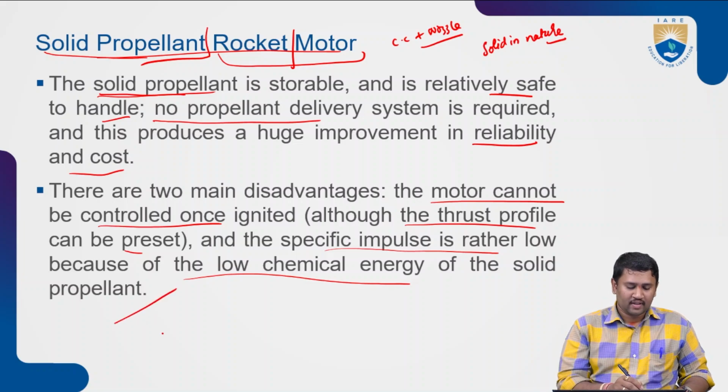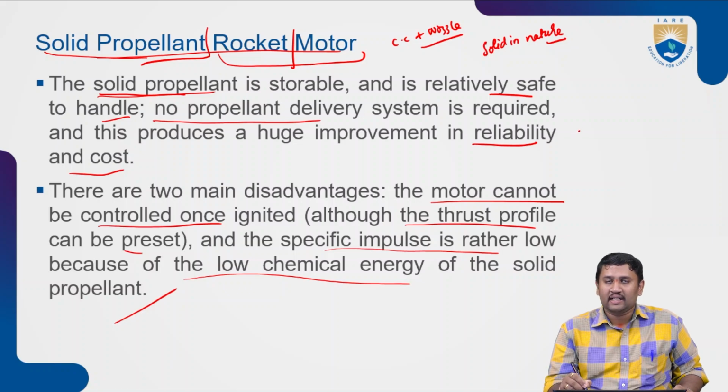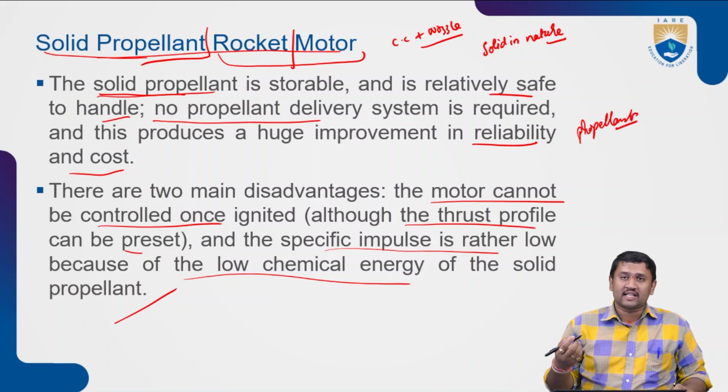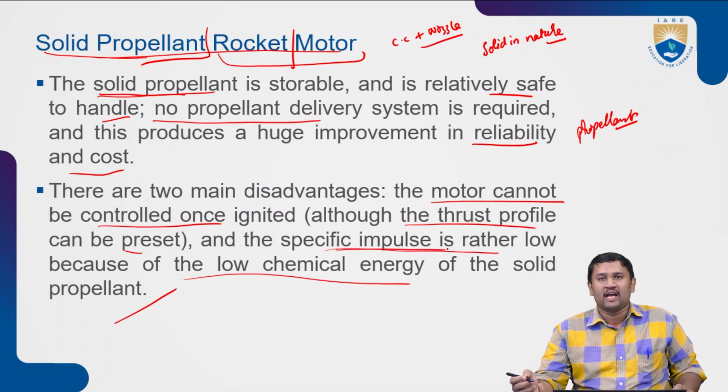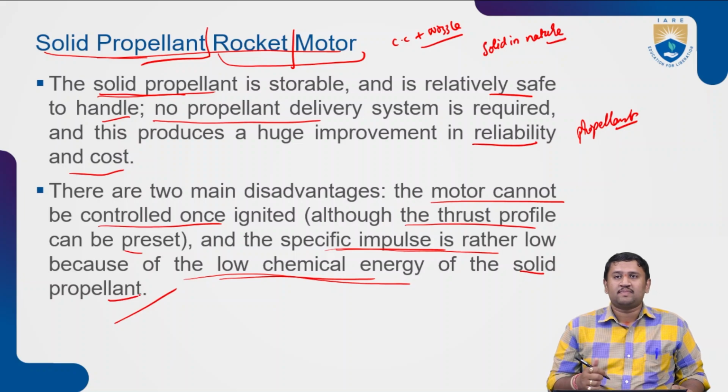Right? Now, what are the two main disadvantages? The motor cannot be controlled once it has been ignited. Means once you start burning your propellant, it continues to burn till all the solid propellant is burnt up, right? And the second disadvantage is the specific impulse. As we discussed previously, the specific impulse depends on the chemical energy as well as the mass flow rate occurring through the nozzle. Now, due to the low chemical energy generated by the solid propellant, the specific impulse would be low.